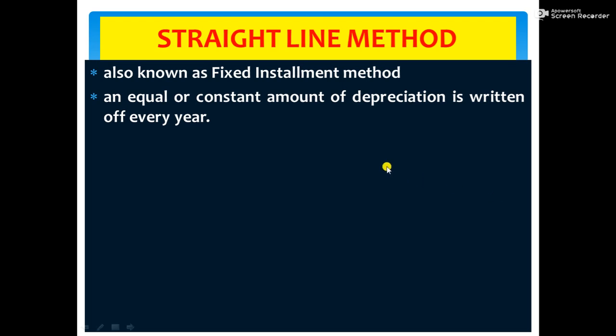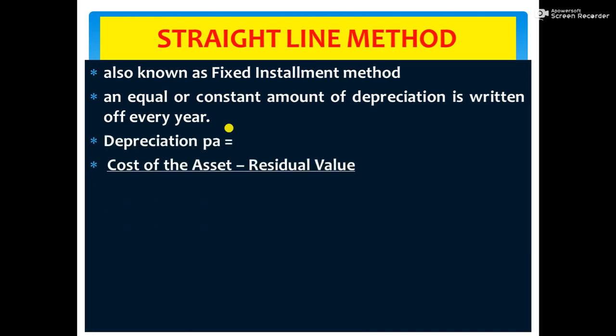How do we calculate the depreciation under the straight line method? From the cost of the asset, deduct the residual value, and you will get the depreciable amount, then divide by the life of the asset. That is the depreciation per annum.